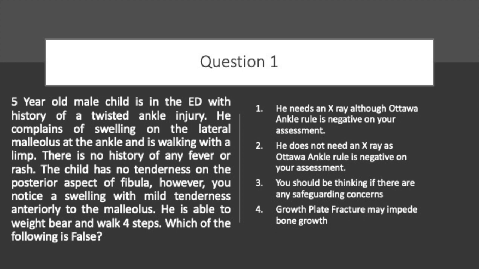A 5-year-old male child is in the emergency department with history of a twisted ankle injury. He complains of swelling on the lateral malleolus at the ankle and is walking with a limp. There is no history of any fever or rash. The child has no tenderness on the posterior aspect of the fibula. However, you notice a swelling with mild tenderness anteriorly to the malleolus. He is able to weight bear and walk 4 steps. Which of the following 4 options is false? I would let you think over it over a period of time and come up with an answer.